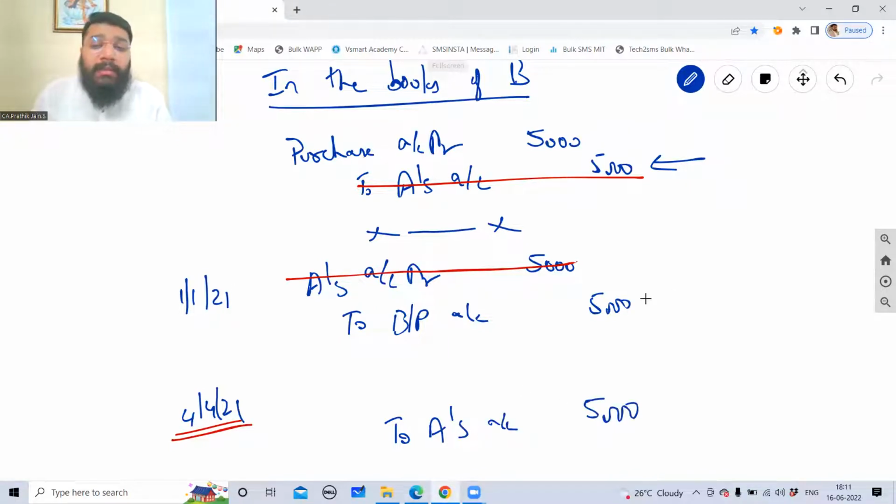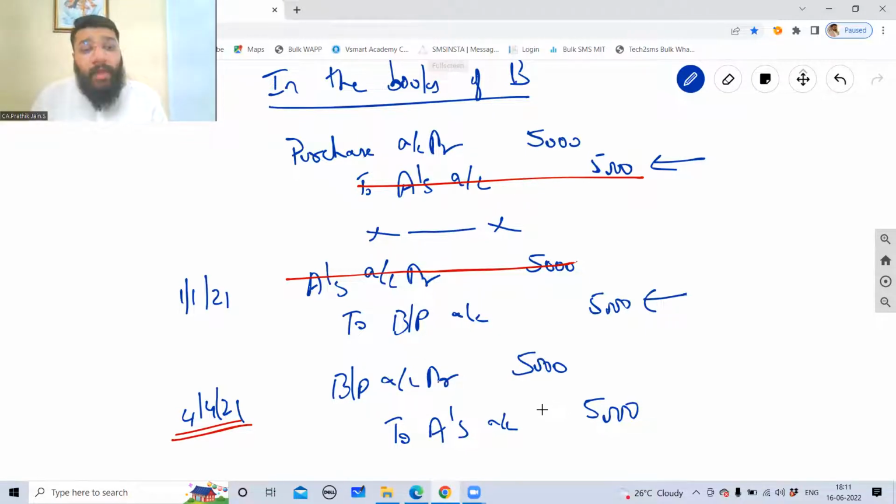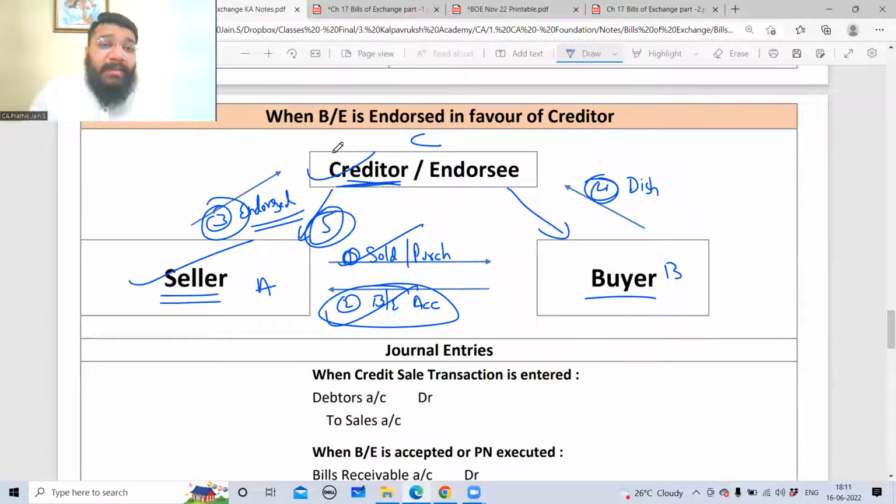And debit what? This bills payable I need to close because the validity is over. So bills payable account debit. How much? 5,000. Is this correct? Because A will not only take 5,000 from B, it will also take 100 rupees. Why? Because C had paid 100 rupees to the notary public.